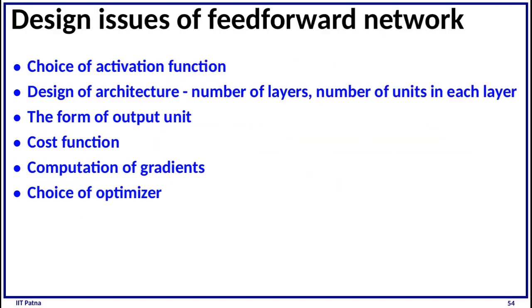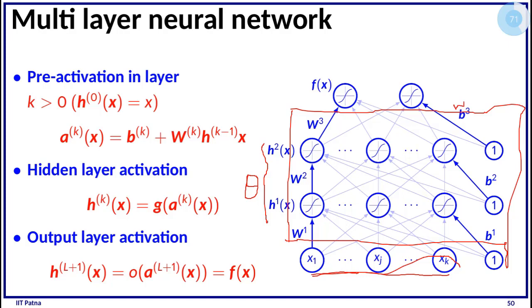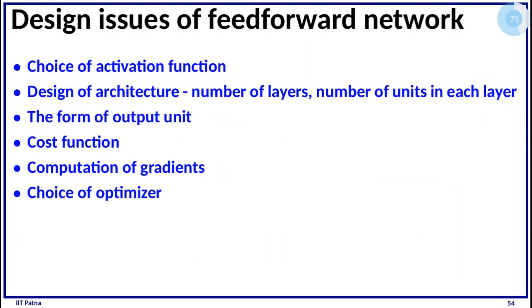So now let us look into how we can design a feedforward network. When we try to design a feedforward network, or develop a neural network of this form, we need to determine a few things. What kind of activation function do I need to use? I need to decide about the architecture, how many layers and how many units in each layer will be present. I need to decide the output units as well.